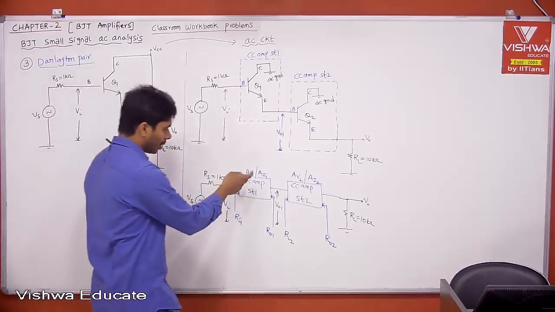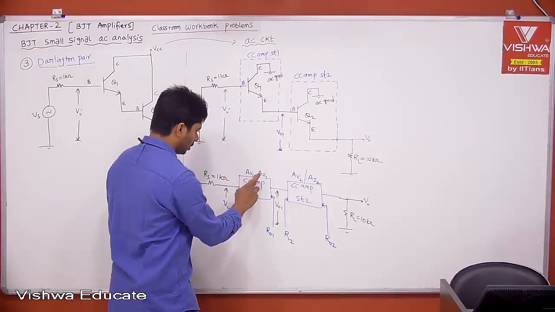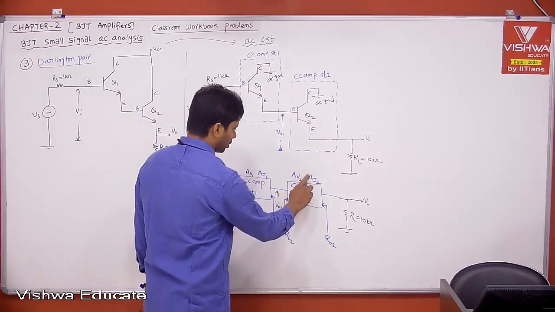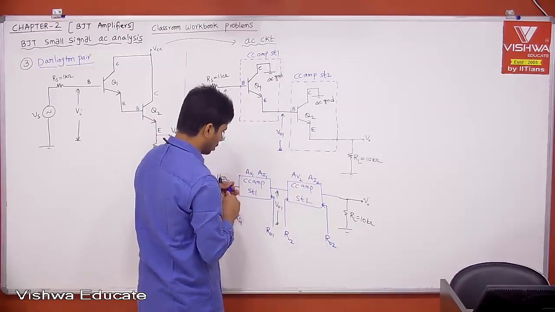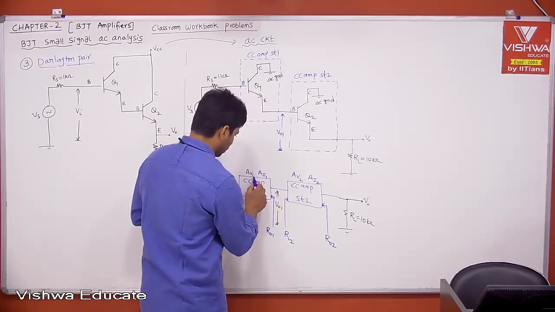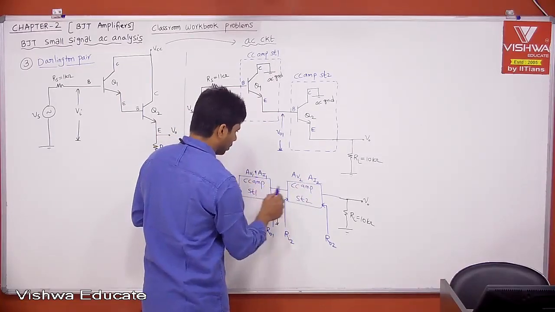Don't think that it is AV1 by AI1. The meaning of this is nothing but we have two parameters, voltage gain and current gain. Okay. Then I can say AND. Okay.